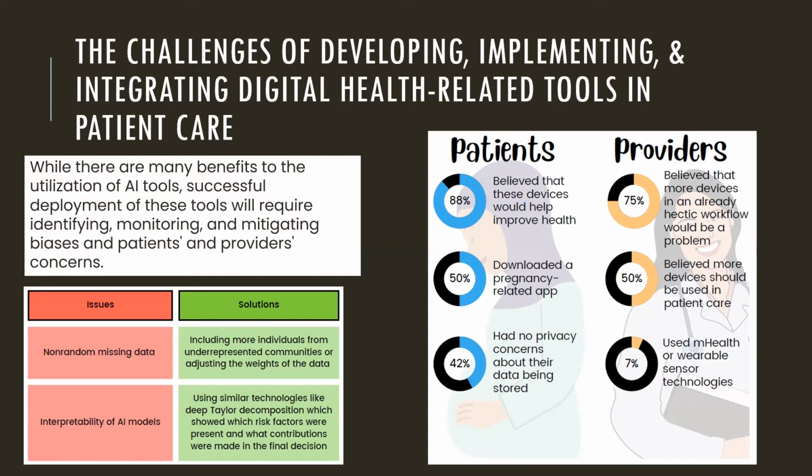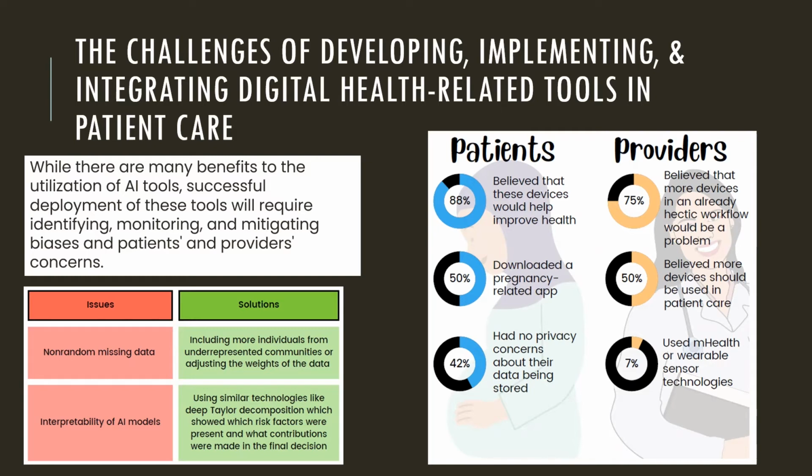So it's important to know what are some of the obstacles that could impact the successful deployment of some of these tools. And so that will require identifying, monitoring, and also finding ways to mitigate some of the biases and some of the concerns that patients and providers who are the primary stakeholders may have. And so if we start with bias, we see that there's many different types of issues that can come up, and I'll focus on two today.